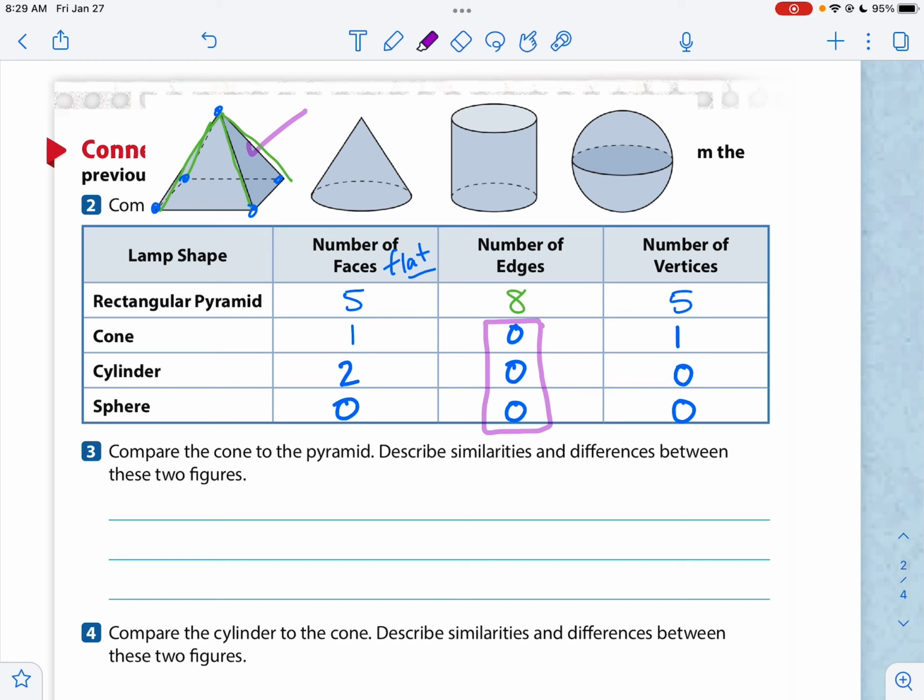If we look at number 3, by the way, this is kind of a glimpse into my general math classes. This is from their textbook, so you can see how notes generally go for them. Number 3: compare the cone to the pyramid. Describe similarities and differences. Similarities, I would say they each have a vertex at the top, and that's opposite a flat base.